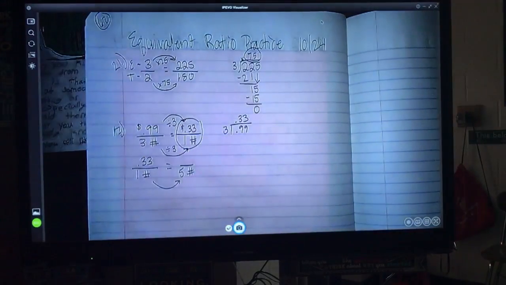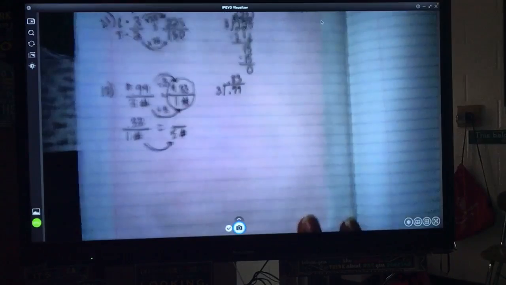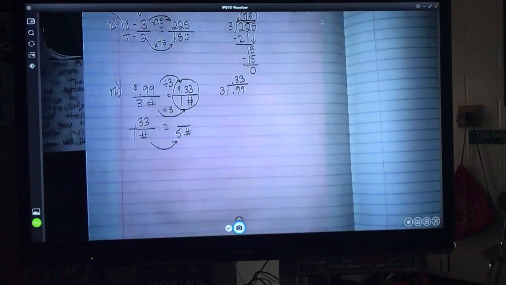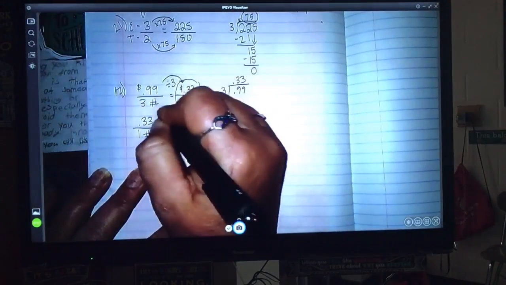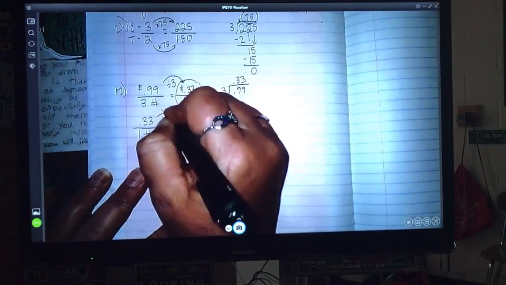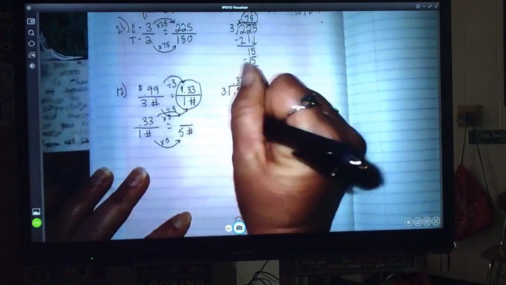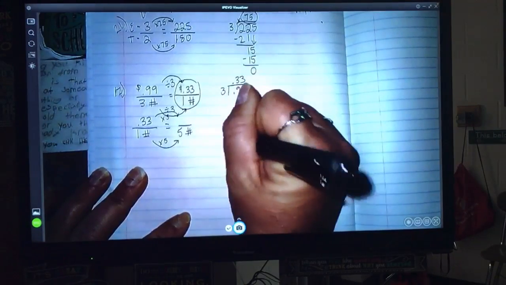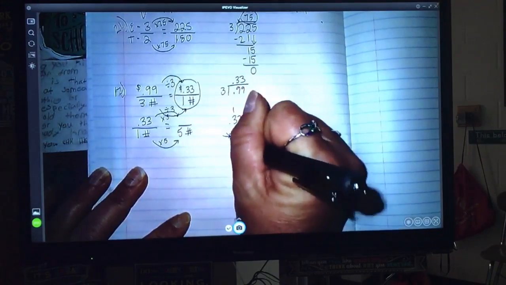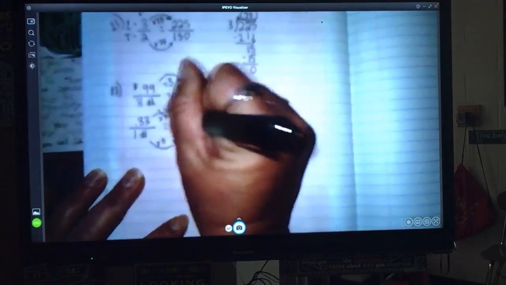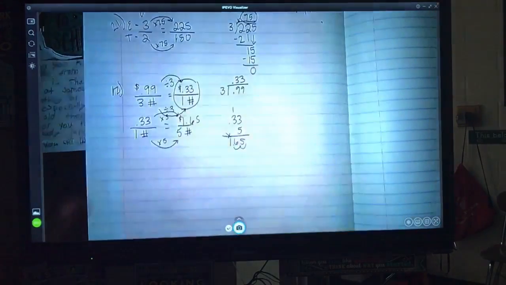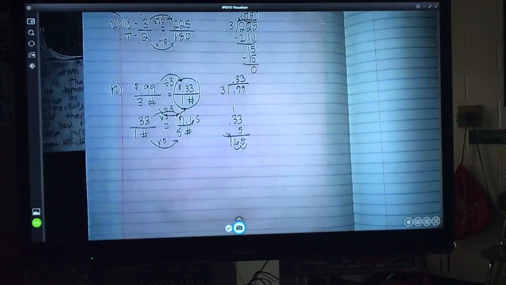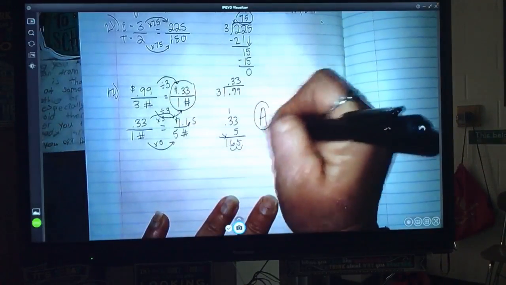So when I go from 1 to 5, what do I multiply by? Noah? 5. Yeah. So I'm going to multiply this by 5, which means I multiply the top by 5. So 33 cents times 5. There's 2 decimal places, 1, 2. So it's $1.65 for 5 pounds. So the answer to this one is A.